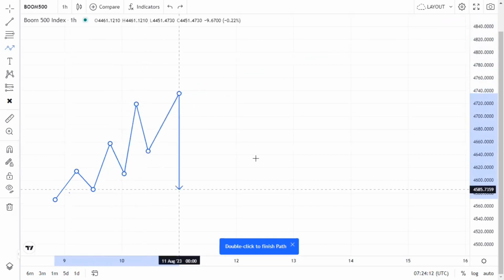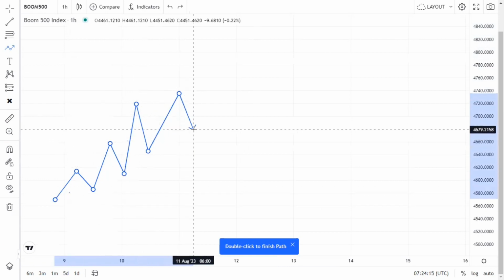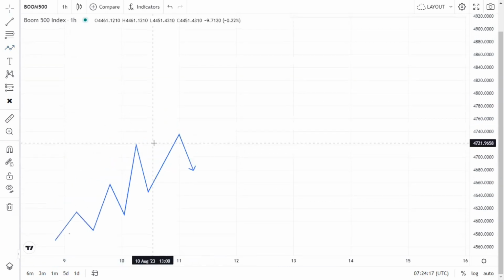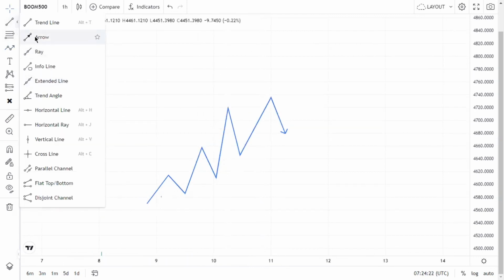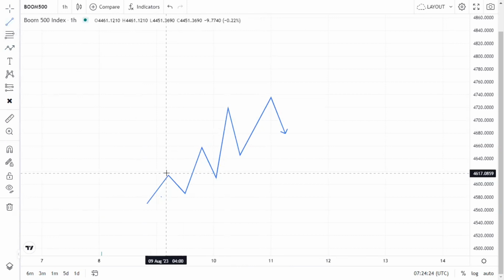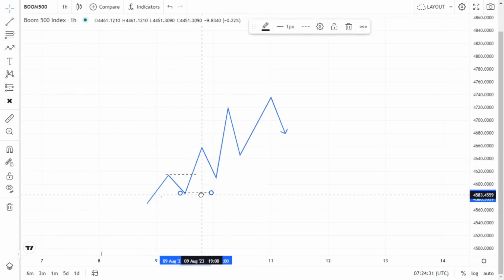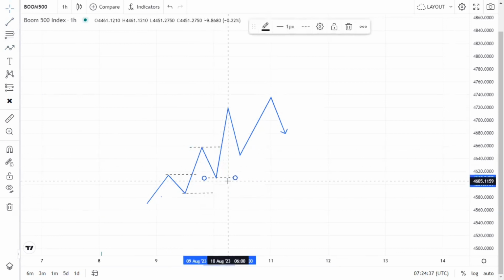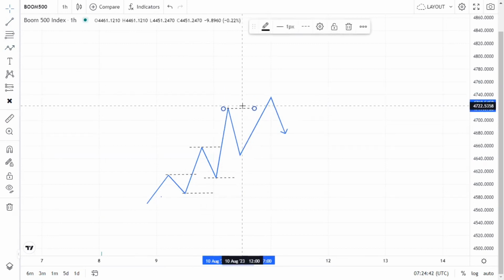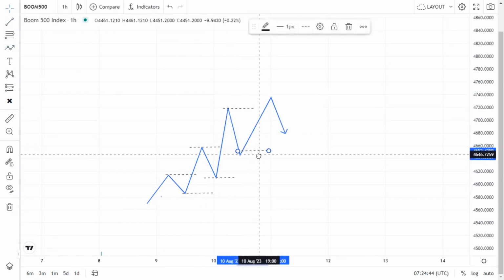All right. Now you must understand that liquidity lies on both sides of the chart. First of all, above this high over here, we have what we call buy side liquidity. Below this low, we have what we call sell side liquidity. All right. Same thing here: buy side liquidity, sell side liquidity, buy side liquidity over here, sell side liquidity over here.